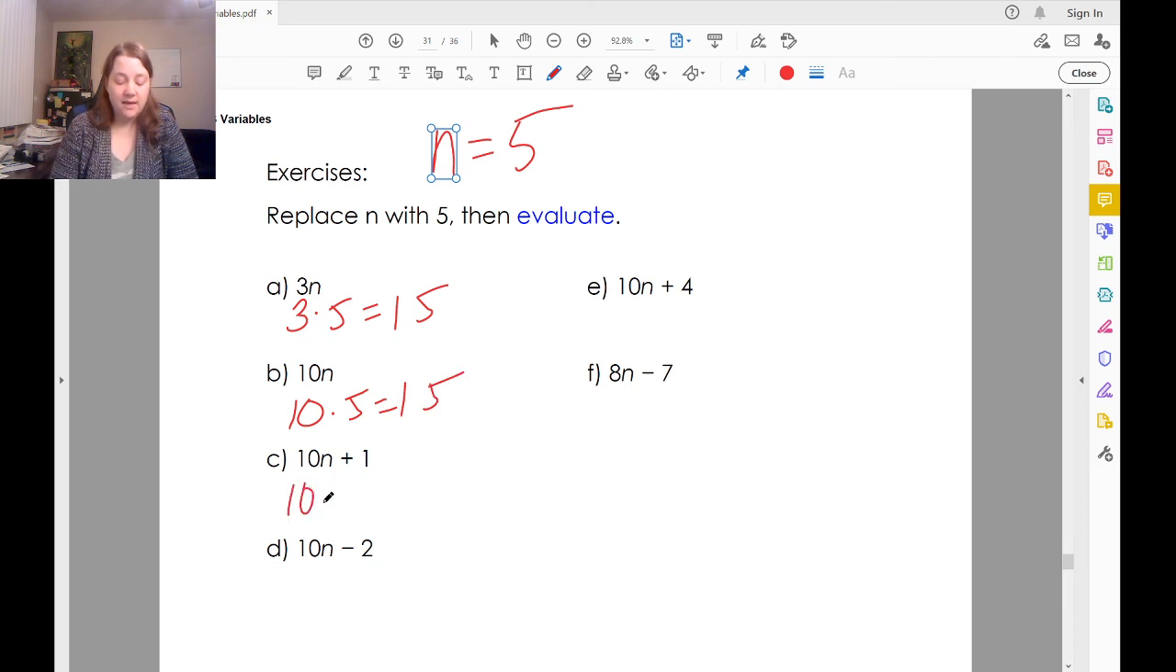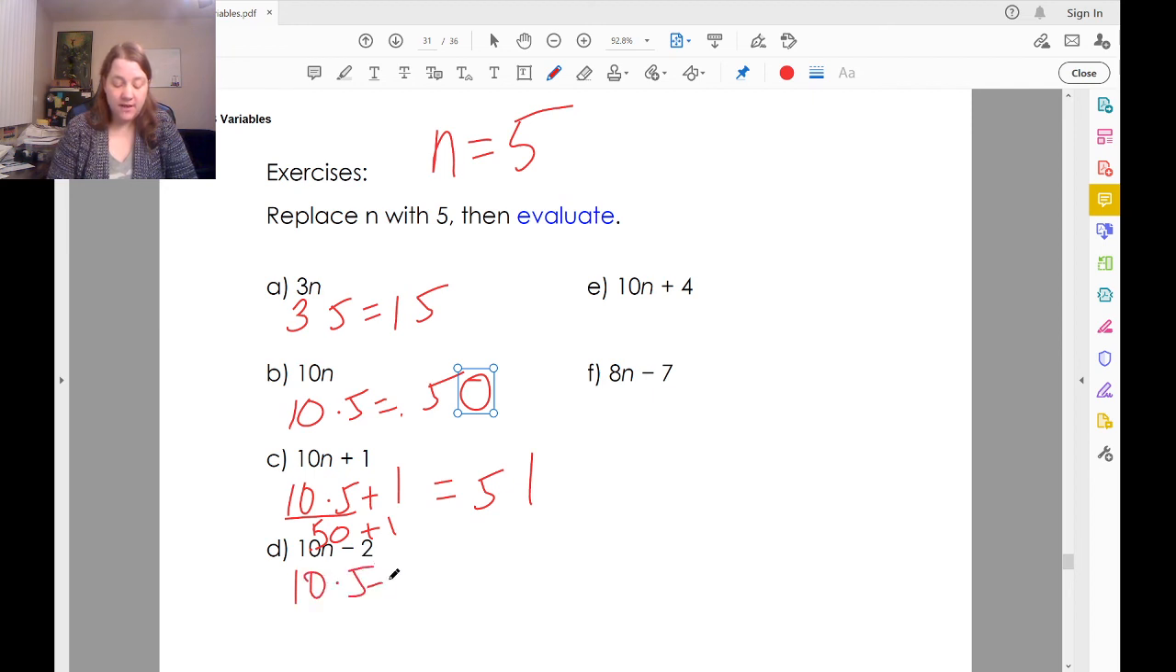Then we have 10 times 5 plus 1. 10 times 5 is 50. That's what I get for moving so fast. I try to keep the video short, but then I end up making silly mistakes. Then we have 10 times 5, which is 50, plus 1, which is 51.